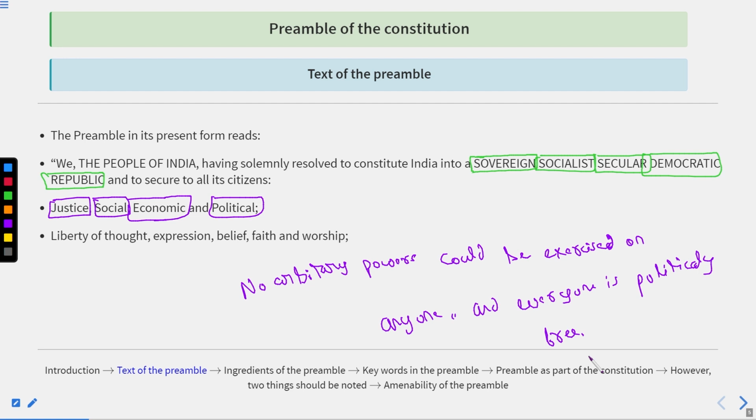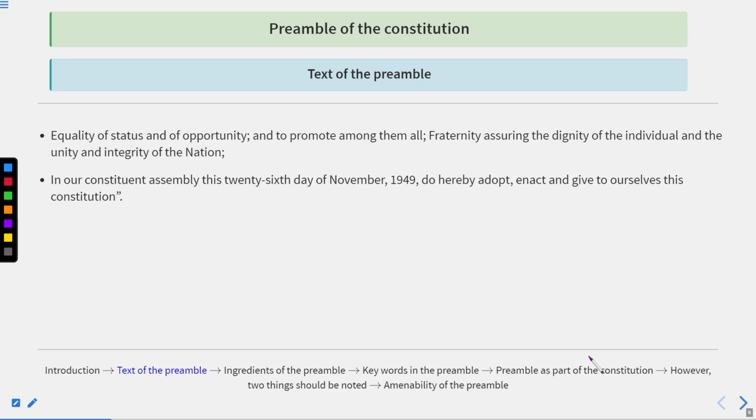Okay. Some of them are the introduction, what we are, and some of them are, you could say, aspirations, like what we are going to be. Equality of status and of opportunity, and to promote among them all fraternity, assuring the dignity of the individual and the unity and integrity of the nation. Dignity of the individual means that privacy of everyone must be protected. All right, everyone must live a respectful life. Unity and integrity of the nation means that no one is allowed to get separated from the nation. All right, whether it's a state and other things.